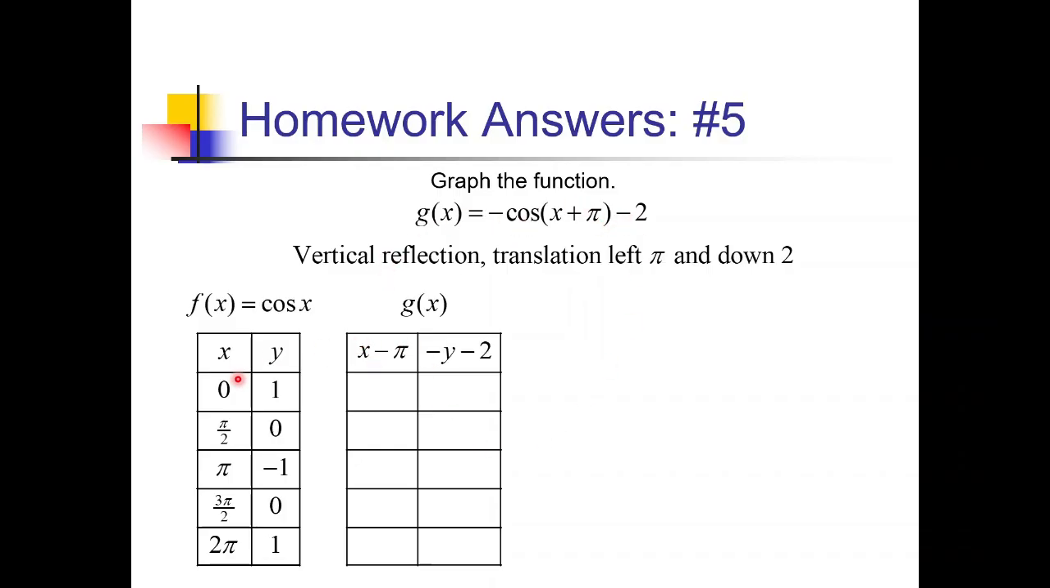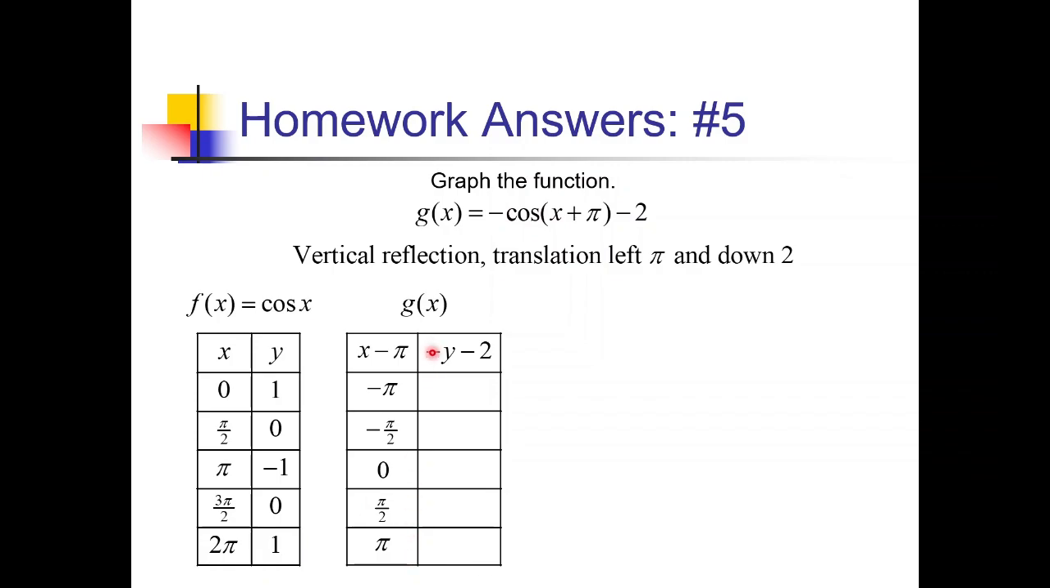For the x's, let's modify all those. So 0 becomes negative pi. Pi over 2 minus pi is negative pi over 2. Pi minus pi is 0. 3 pi over 2 minus pi, that'll be pi over 2. And 2 pi minus pi is pi.